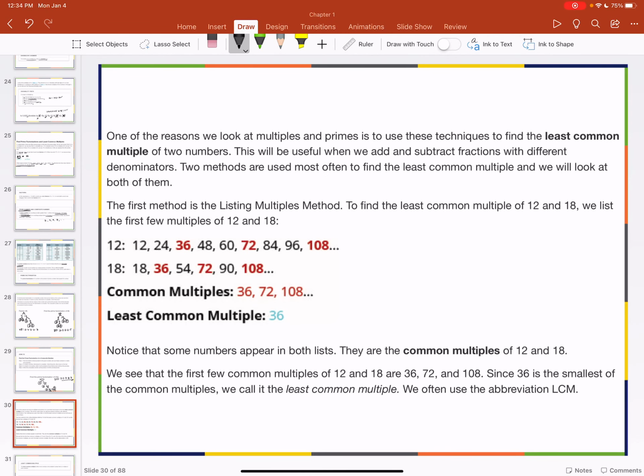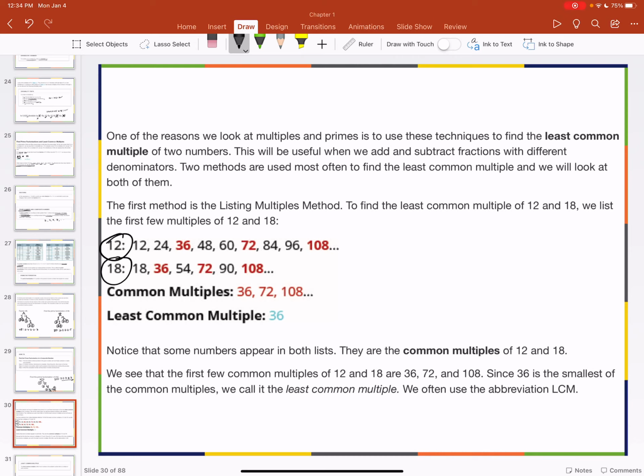Okay, so why do we care about primes and multiples? We use this to find what's called the least common multiple of 2 numbers. This is used when we add or subtract fractions, so it's very good to be comfortable with this method. So let's suppose we want to find the least common multiple of 12 and 8.